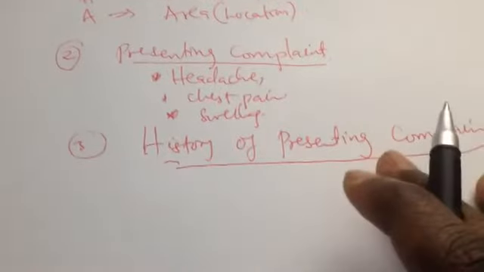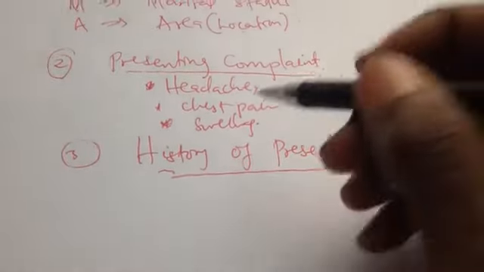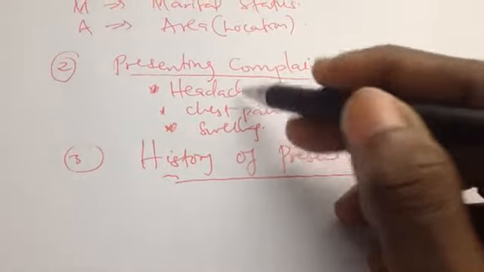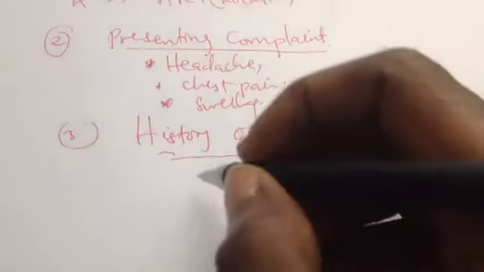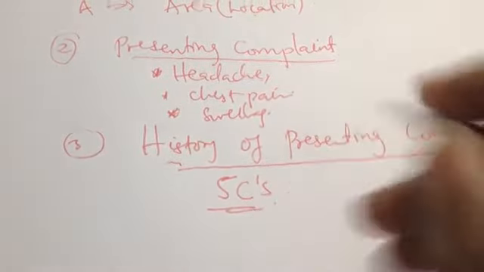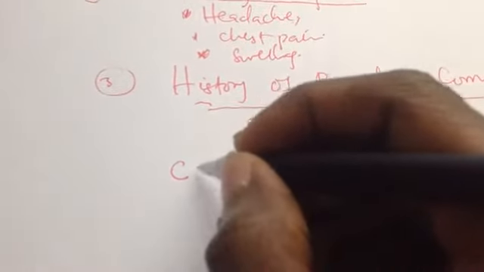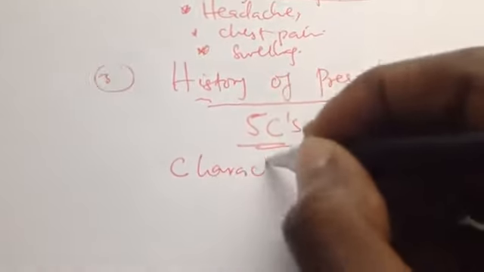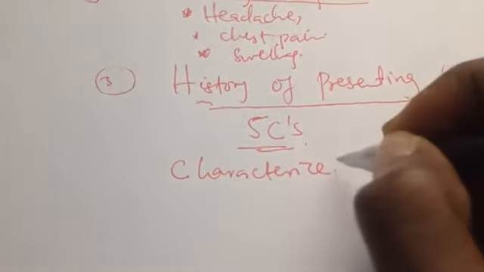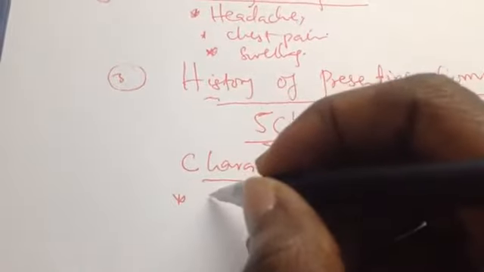So for you to get a thorough and detailed history about each of the above mentioned presenting complaints, you have to use a mnemonic called biopsy. The first C is to characterize the symptom. So in this you have to characterize the symptom in terms of duration, that is onset.